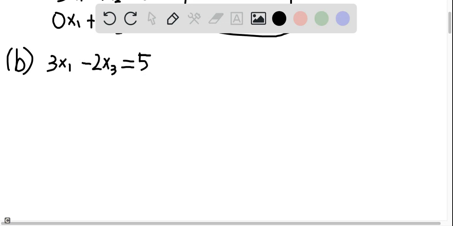Now let's go to the second row. First, there's 7x1 since it's the first number in the row. Then add 1 copy of the second number, which corresponds to x2. Then 4, x3. Then this is equal to the last number, which is -3.